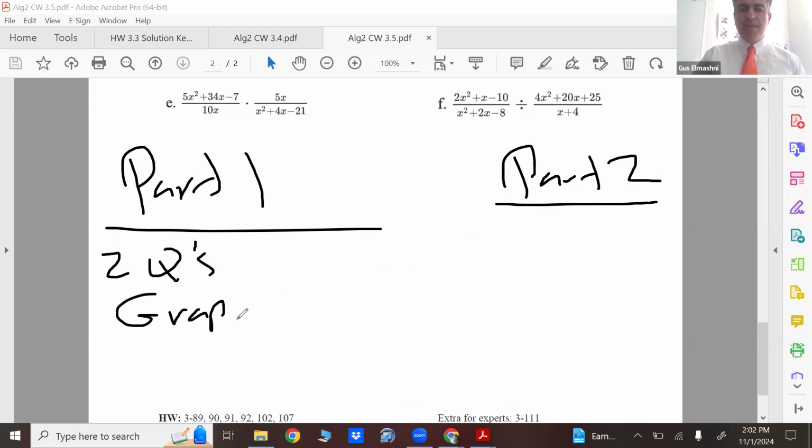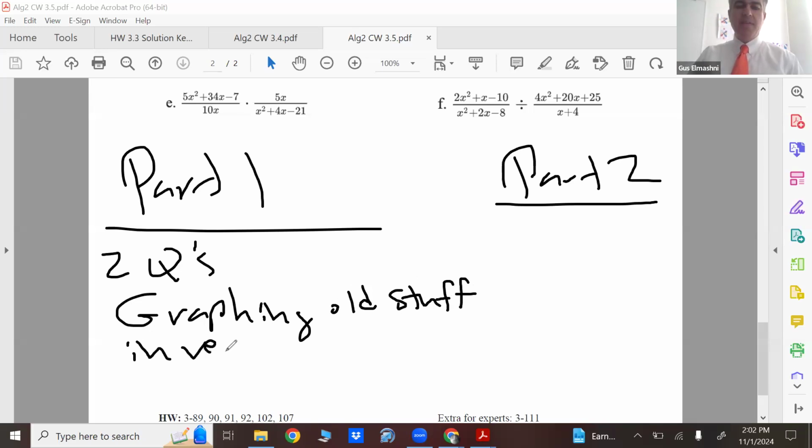It's going to be graphing. I thought there was no graphing. No graphing in the current units. Graphing old stuff. Yeah, exactly. Graphing old stuff. Yes, exactly what Michelle said. No calc.